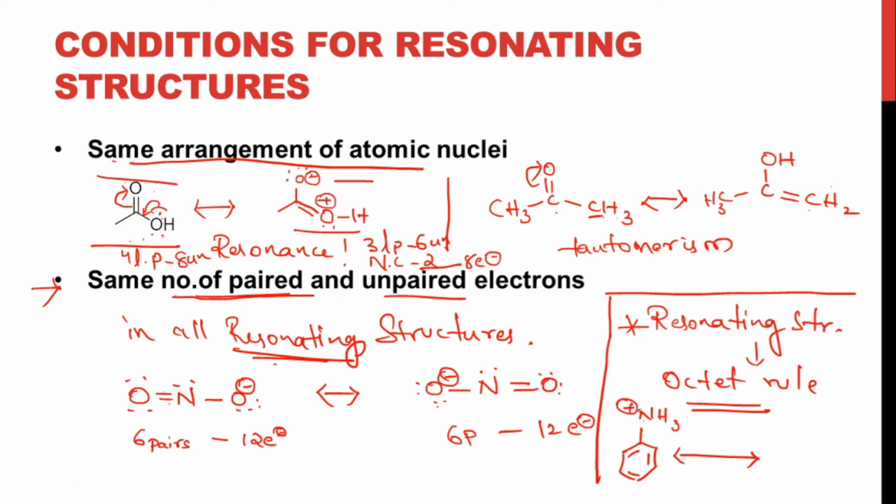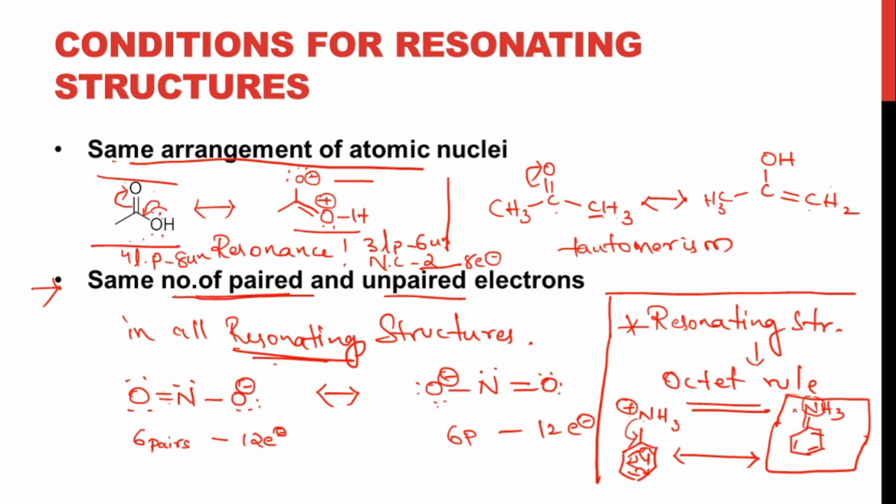Suppose we are moving the electrons towards this bond from nitrogen. That means the electrons are forming a pi bond here, and you are shifting these electrons towards the next bond. Then the structure would become something like this. But does this molecule follow the octet rule? No, because the nitrogen has formed 5 bonds here.